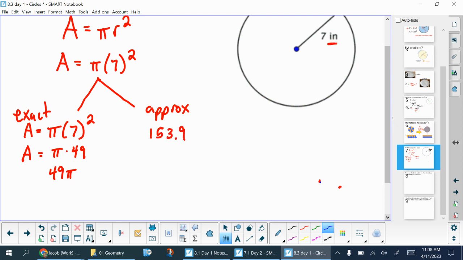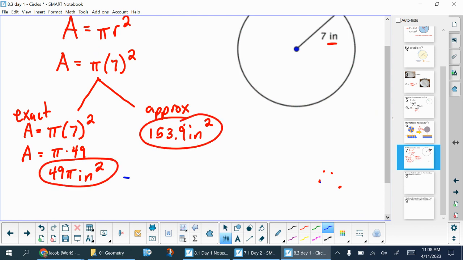I still need units. So my radius was in inches, and now I'm finding area. So I've got inches squared, or square inches, preferably. And there we go. That's my exact. That's my approximate.